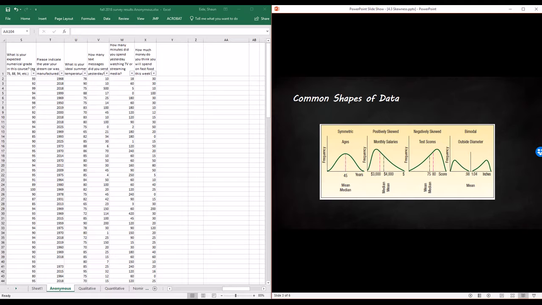If it's positively skewed, the data that we're looking at, then the mean is greater than the median. If it's negatively skewed, then the mean is less than the median. And then also with positively skewed data, the probability of occurrence tapers off towards the positive end of the horizontal or the positive end of the vertical axis. And if it's negatively skewed, the probability tapers off towards the negative end of the horizontal or vertical axis.